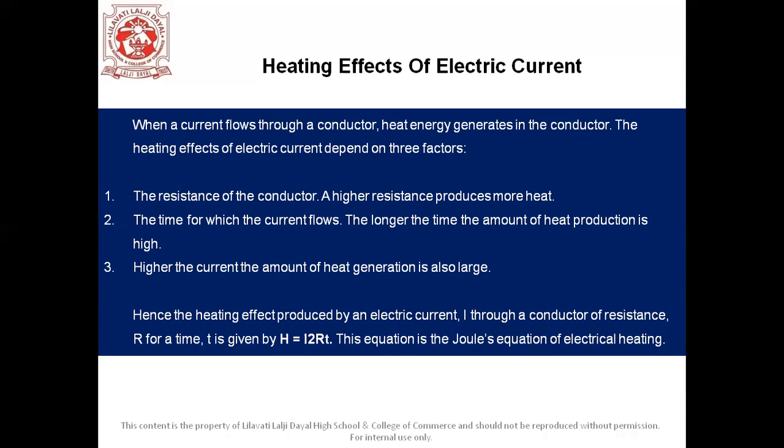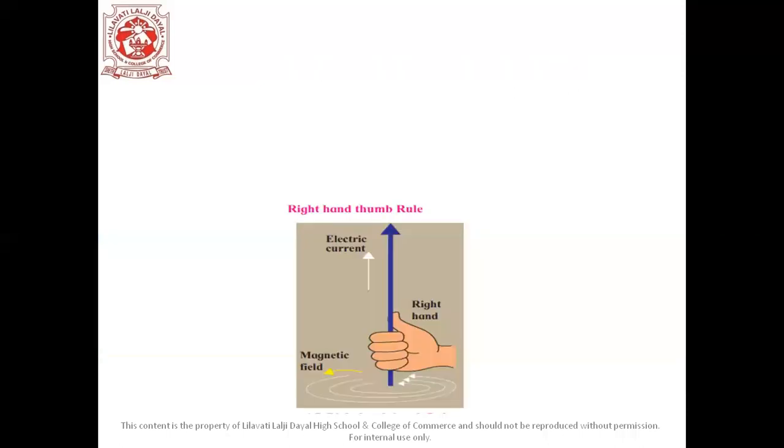So students, hence the heating effect produced by an electric current I through a conductor of resistance R for a time t is given by H is equal to I squared R t. This equation is also termed as Joule's equation of electrical heating. So let's move on to the next slide, students.